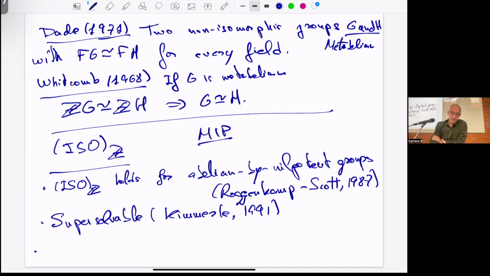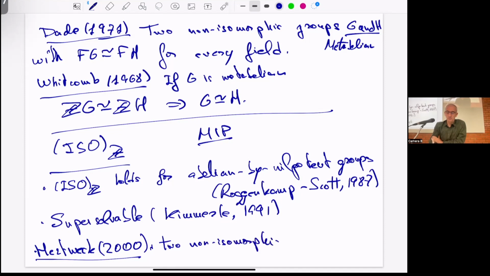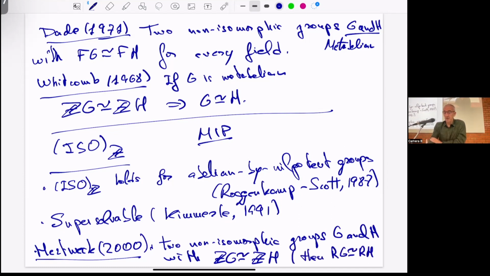So in the year 2000, Martin Hertweck, when he was very young, found two non-isomorphic finite groups, G and H, with isomorphic integral group rings. Observe that this implies they have isomorphic group rings for every ring. So these are non-isomorphic groups with isomorphic group rings for all rings.